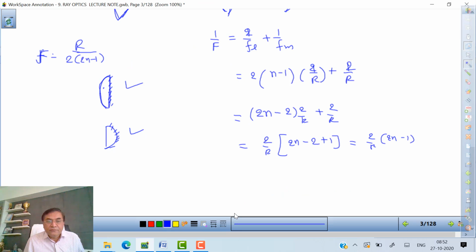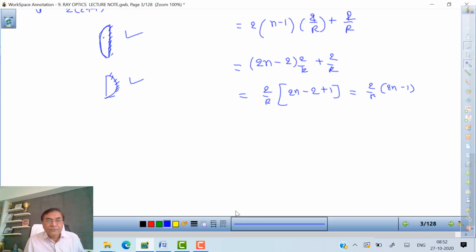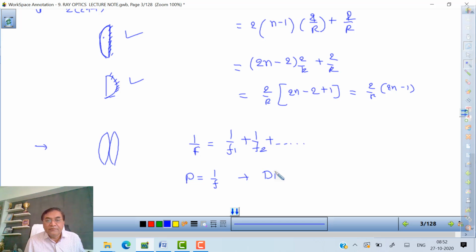Then we have combination of the lens. Suppose one lens is here and another lens is here. It may be convex, it may be concave. The resultant is 1 upon f is equal to 1 upon f1 plus 1 upon f2 and so on. 1 upon f is called power. So power is equal to 1 upon f and unit is diopter. You know that. Diopter.